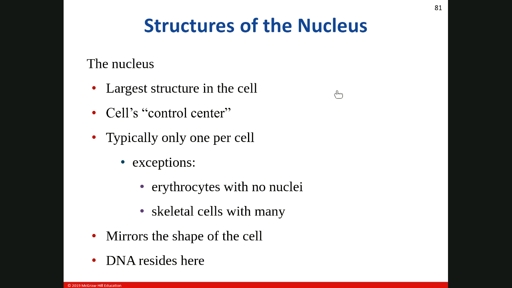So the last one here, remember the three structures of a cell: the cytoplasm, the plasma membrane, and the nucleus. This is the largest visible structure on a cell, and like I said before, it's the control center. Normally you'll have one nucleus per cell. Some cells have many. Name me a cell that has many nuclei. That's multinucleated. You guys remember?